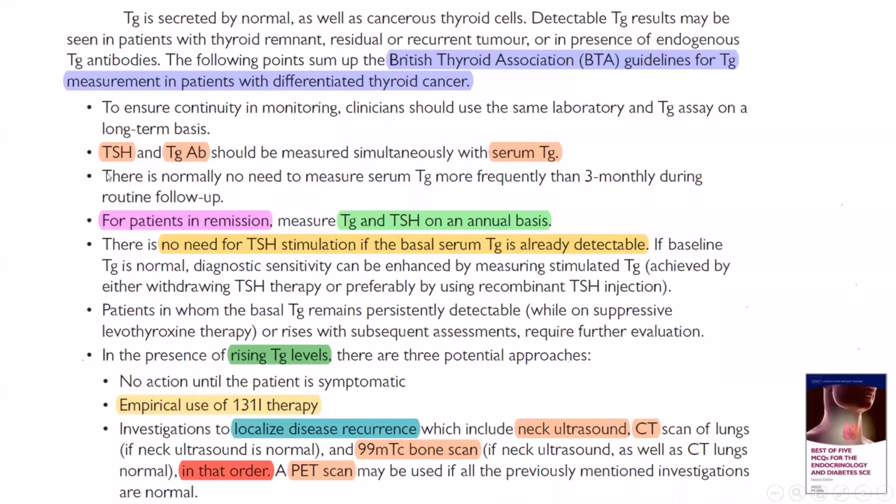TG, TSH, and TG antibody should be assessed simultaneously. For patients in remission, check TG and TSH on an annual basis. No need for TSH stimulation if the basal serum TG is already detectable. In the presence of rising TG, we should investigate to localize disease recurrence by sonography, then CT scan of the lung if sonography is normal, then bone scan if the neck sonography and CT of the lung are normal, and the last option is the PET scan.